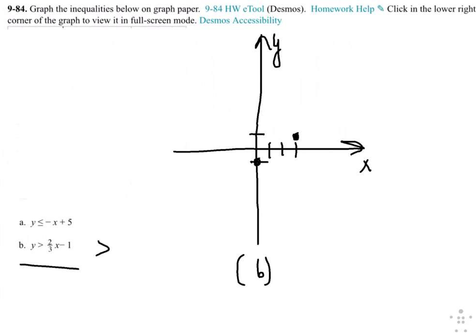Now, the symbol is greater than. That means we use a dashed line, right? So this is going to be a dashed line. It's not that easy to draw a dashed line on an iPad, but okay. So there's the dashed line.